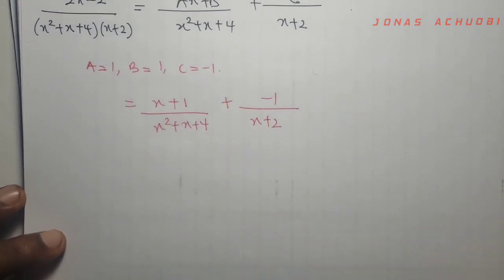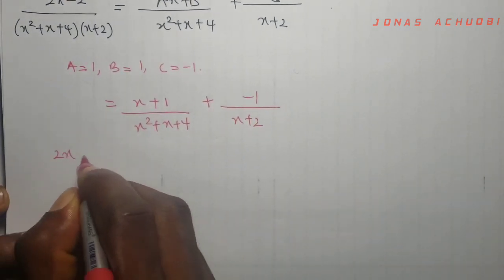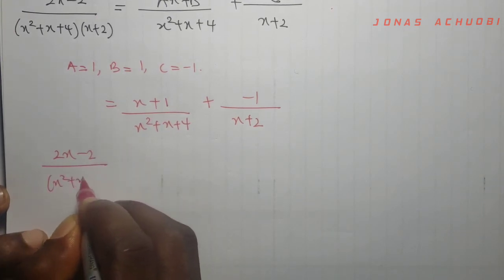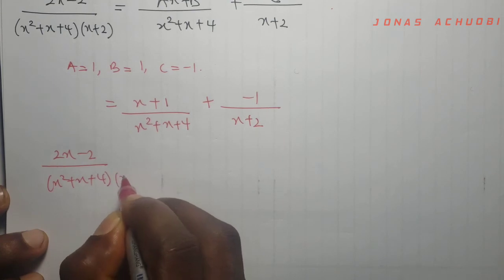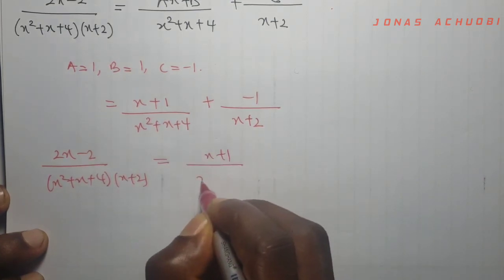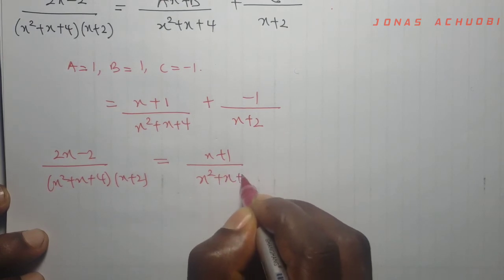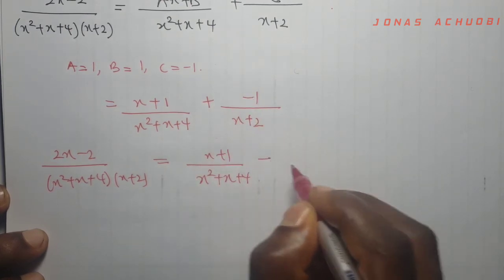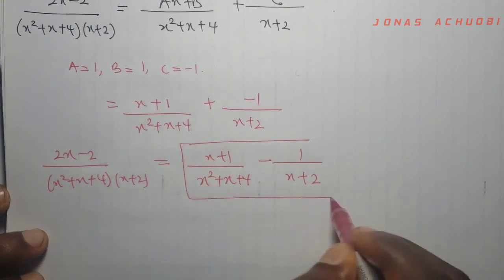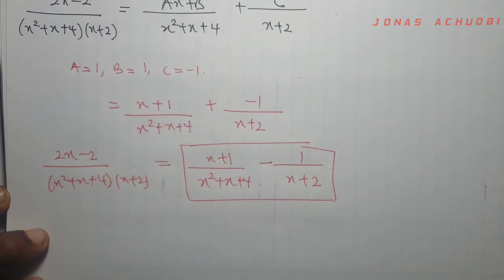So we can write it up finally now as (2x − 2)/((x² + x + 4)(x + 2)) = (x + 1)/(x² + x + 4) − 1/(x + 2). And this becomes the partial fractions of our compound fraction.